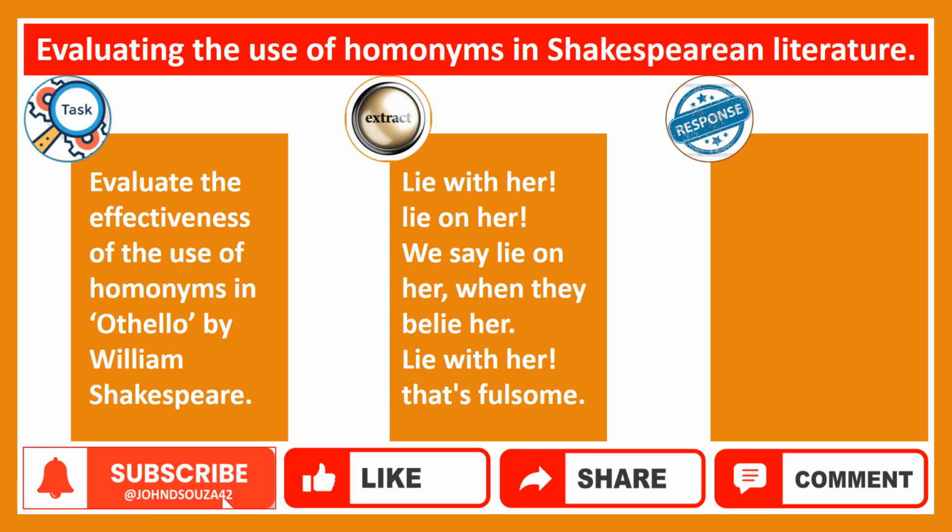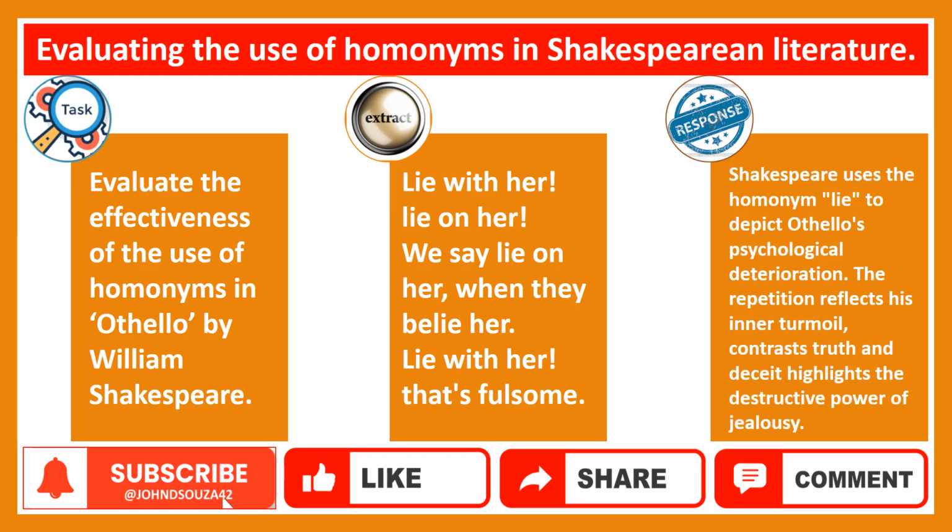Evaluating the use of homonyms in Shakespearean literature. Shakespeare uses the homonym lie to depict Othello's psychological deterioration. The repetition reflects his inner turmoil, contrasts truth and deceit, and highlights the destructive power of jealousy.